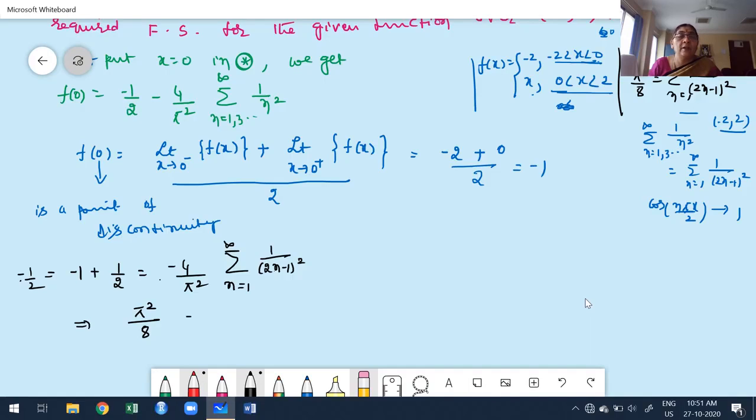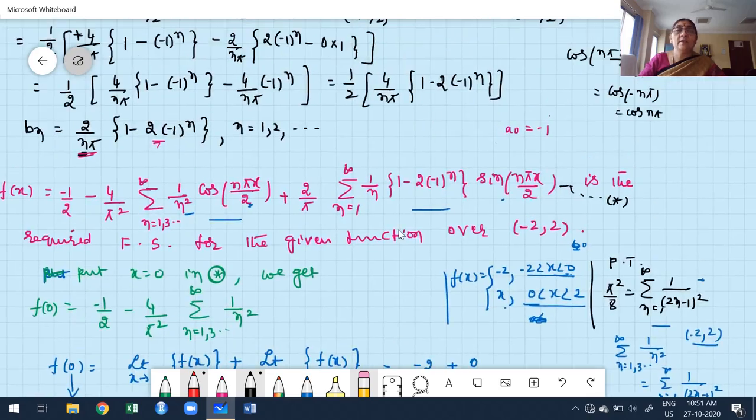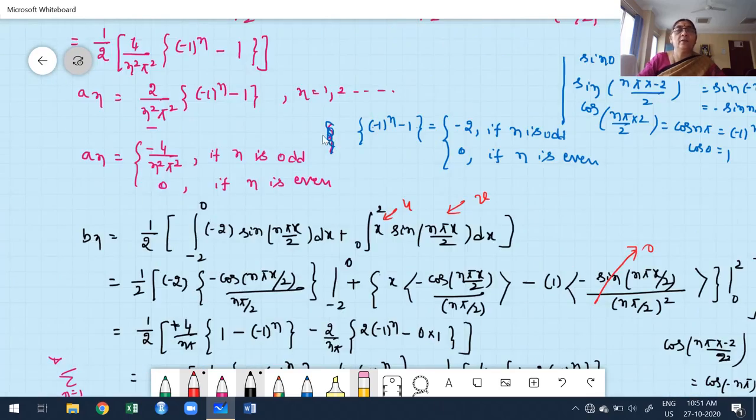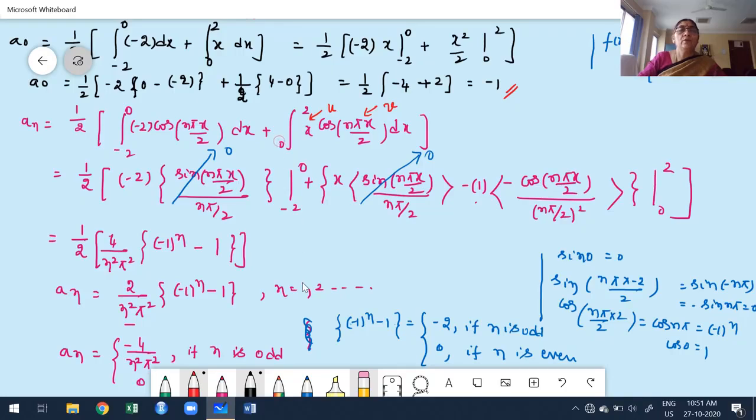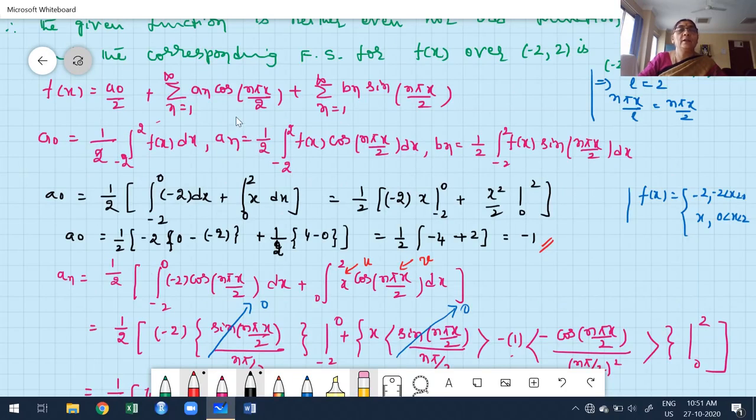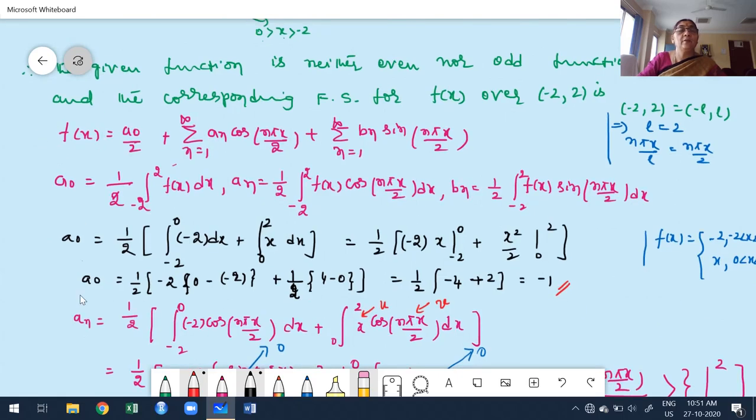Pi square by 8 is nothing but the summation, n ranging from 1 to infinity, of 1 by (2n minus 1) whole square. This is the required result that they are expecting in the problem. Now observe carefully. Before I wind up this class, I have to recall again how we have to do this. Suppose the function is a splitting function.